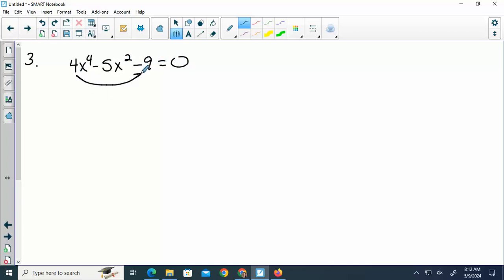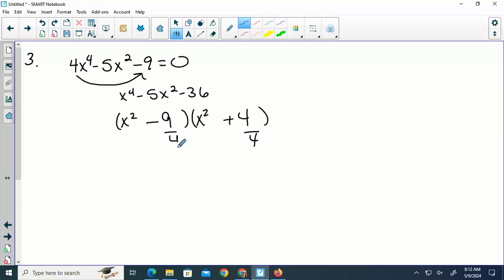So if we do slip and slide, x to the 4th would break into x squared. What numbers multiply to -36 and add to -5? 9 and -4. But we start out multiplying by 4, so we have to divide by 4. So we get 4x squared minus 9 and x squared plus 1 equals 0.